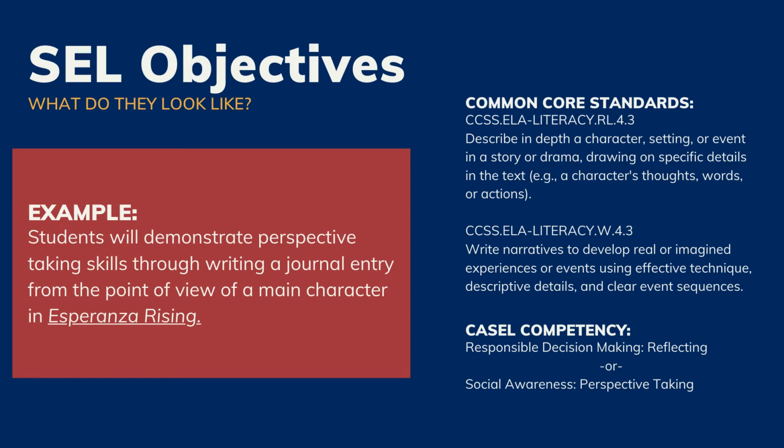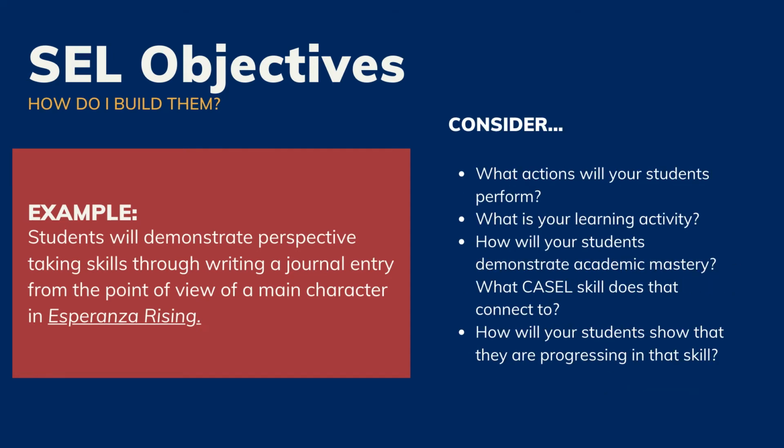Here we have an example of a possible 4th grade SEL objective. Students will demonstrate perspective-taking skills through writing a journal entry from the point of view of a main character in Esperanza Rising. This objective utilizes a reading standard as well as a writing standard for that lesson and can connect to 2 different competencies, responsible decision-making and/or social awareness.